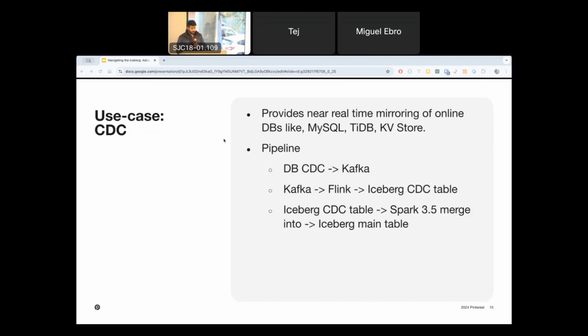And upcoming, not upcoming, we already have it in production, but it's becoming more and more popular, is the CDC use case, change data capture, using Iceberg. Using Iceberg, we are able to provide near real-time mirroring of online databases like MySQL, TiDB, KVStore, and all of them follow the standard pipeline. All of these DBs provide a CDC stream, which we stream to Kafka, and from there Flink reads it and writes in micro batches to an Iceberg CDC table. Then we use Spark 3.5's merge into capabilities to eventually merge into the main Iceberg table.